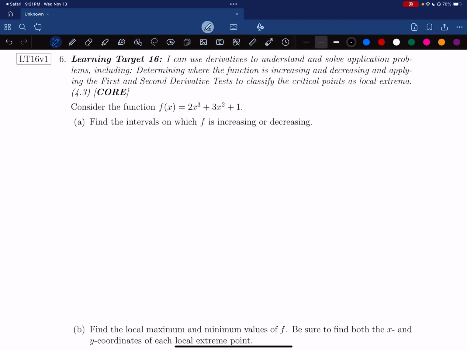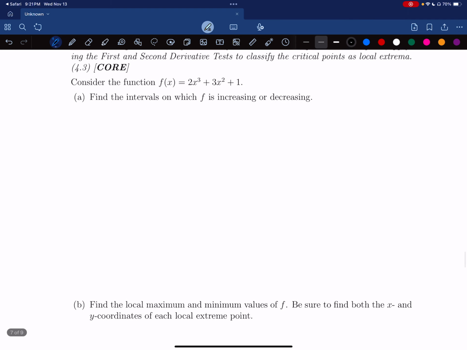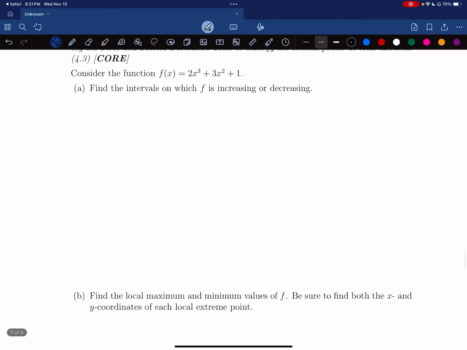Hey everybody, in this video we will be determining where a function is increasing and decreasing using derivative rules. So we're asked to consider this function f of x equals 2x cubed plus 3x squared plus 1. We need to find the intervals where that function is increasing or decreasing. So increasing and decreasing, that makes me think of slope, positive or negative slope. So let's take a derivative.